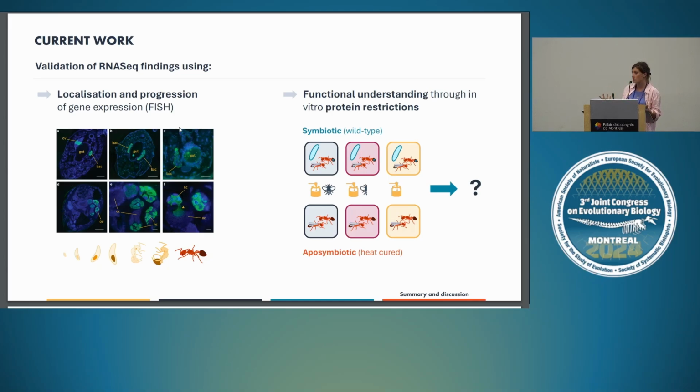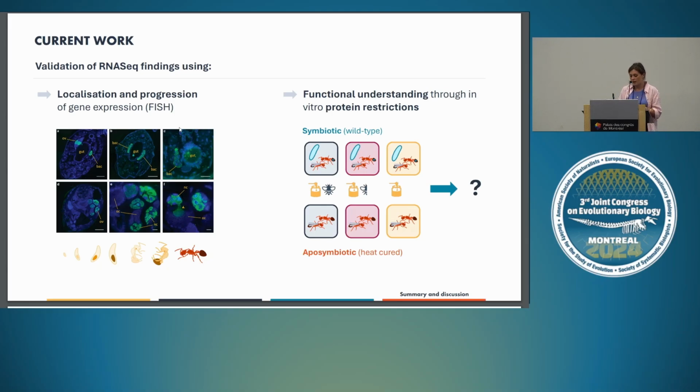And then what I'm also doing at the moment is these diet manipulations. So because we can have symbiotic and aposymbiotic colonies, it means that we can give them restricted protein diets and see how that affects different metrics like brood production or melanization of the cuticle or the metabolomic profile, that kind of thing.